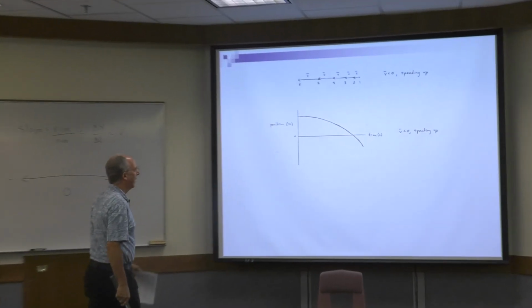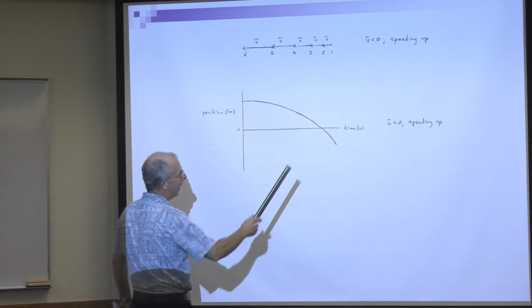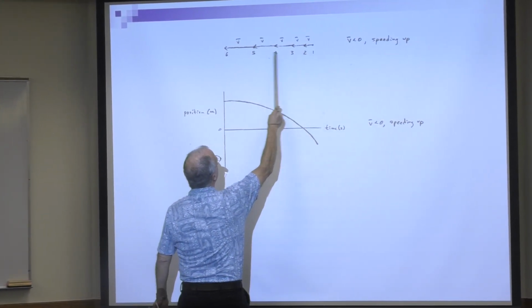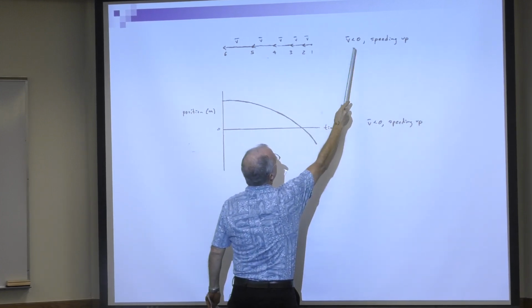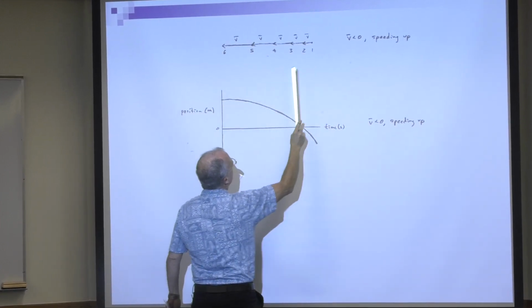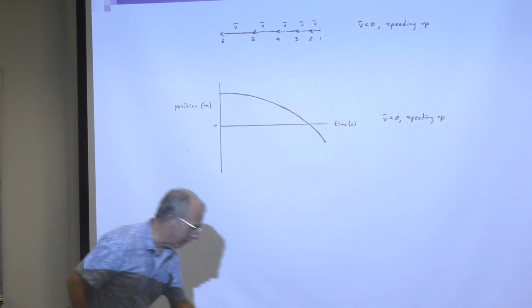Okay, pretend this is a meter stick. So we started at positive, we went to the left, our speed was increasing, so the velocity is negative because we're going to the left, we're speeding up. Now here's the position versus time graph.